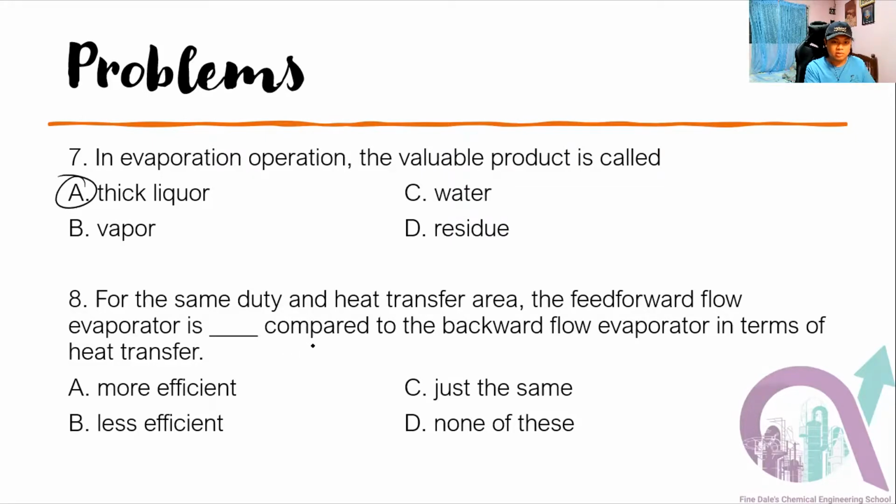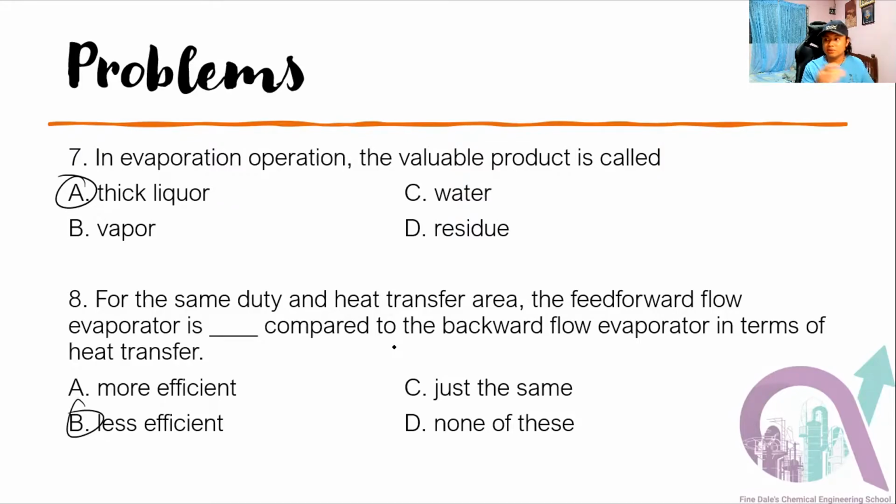Number 8: same duty and heat transfer area. Feed forward flow evaporator is blank compared to the backward flow evaporator in terms of heat transfer. Why are we choosing between the two? Because one is more effective. Is forward feed more effective than backward feed, or the other way around? Actually, feed forward flow is less efficient than backward flow in terms of heat transfer.